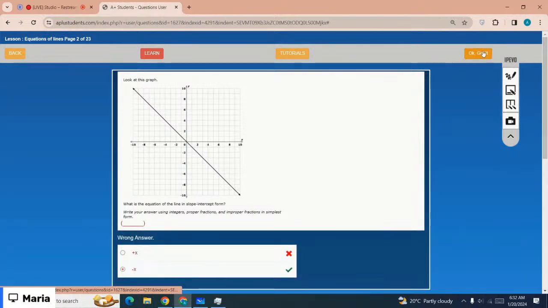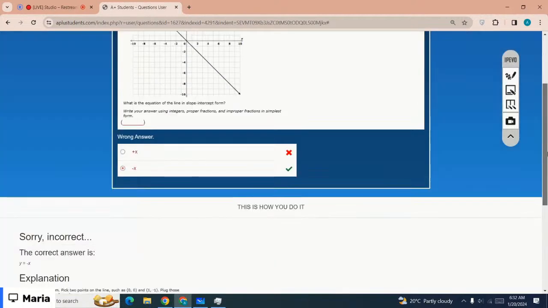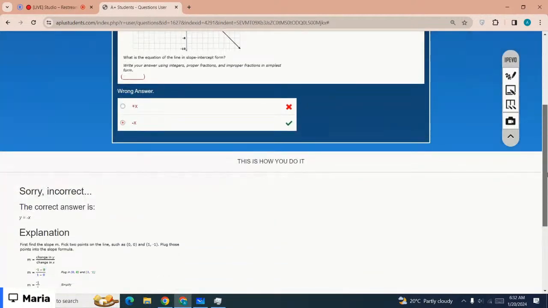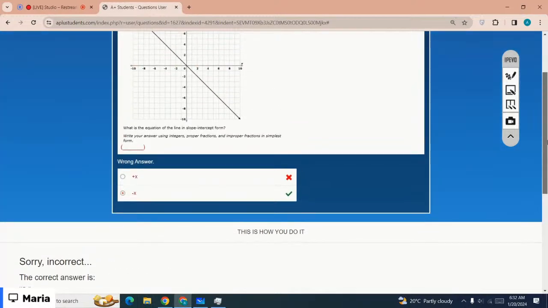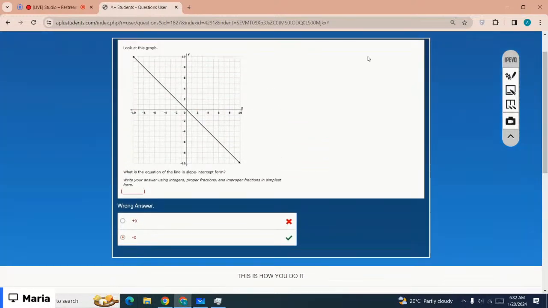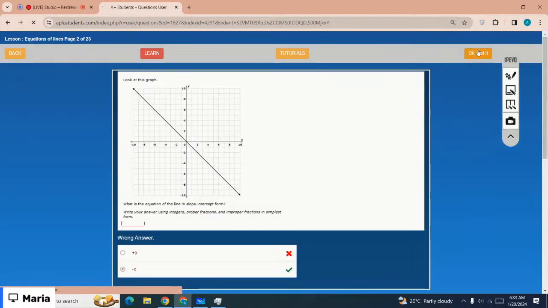Okay, for the next one, you have to negative x. Oh, sorry. The line is on the negative side. So yes, that is y equals negative x.